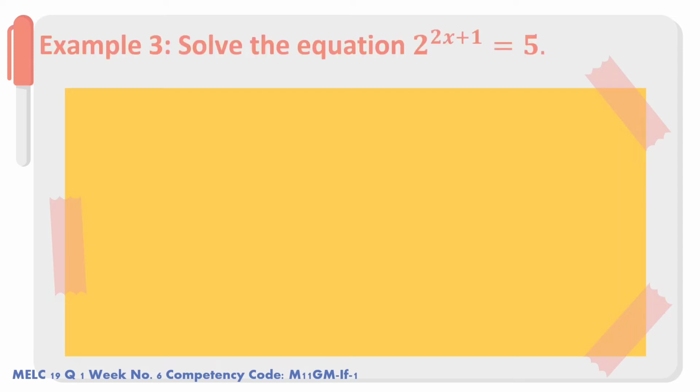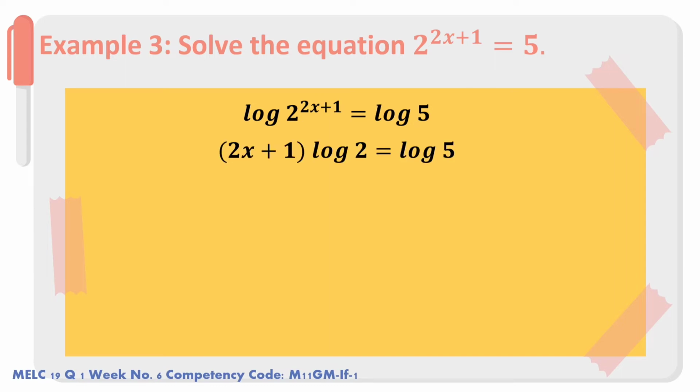What if we can't use the one-to-one property? Like for this example, solve the equation 2 raised to 2x plus 1 equals 5. In this case, we cannot express 5 as an exponential expression with the base 2. In this case, we're going to use the logarithm. We take the log of both sides, log of 2 raised to 2x plus 1 equals log of 5. Applying the power property of logarithms, we can express the left side as 2x plus 1 times log of 2, which is equal to log of 5.